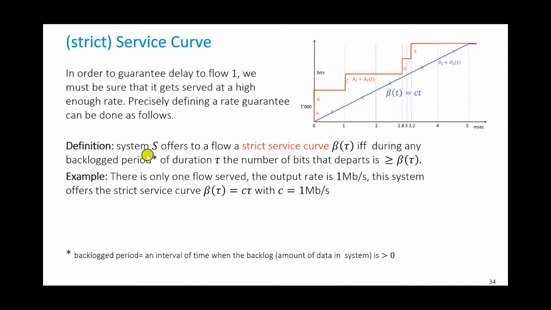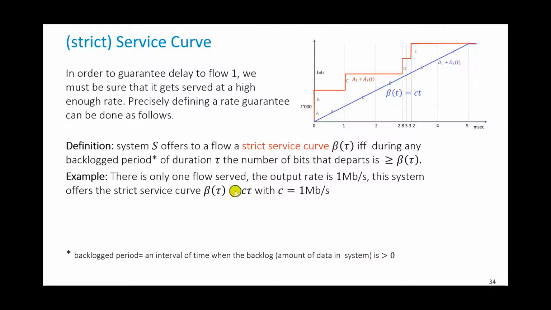During any backlogged period of duration tau, the number of bits that leaves the system is at least beta of tau. A backlogged period is a period of time during which there is at least one bit of this flow in the system. So this is a period of time where the input minus output is positive. Of course, if there is nothing to serve, we don't require anything.